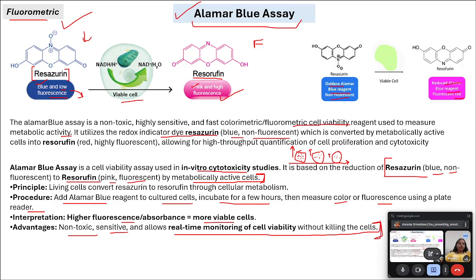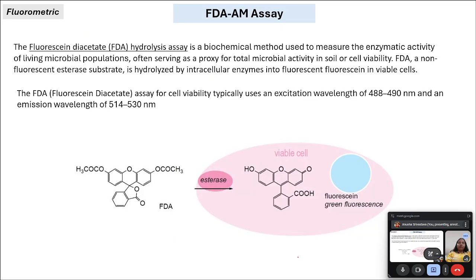Now, this is very important. This one I have already explained, fluorescein diacetate AM. Fluorescein diacetate (FDA) hydrolysis is a biochemical method used to measure the enzymatic activity of living microbial populations, often serving as a proxy for total microbial activity. It is written in a generalized way, like for soil cell viability. This is a non-fluorescent esterase substrate.